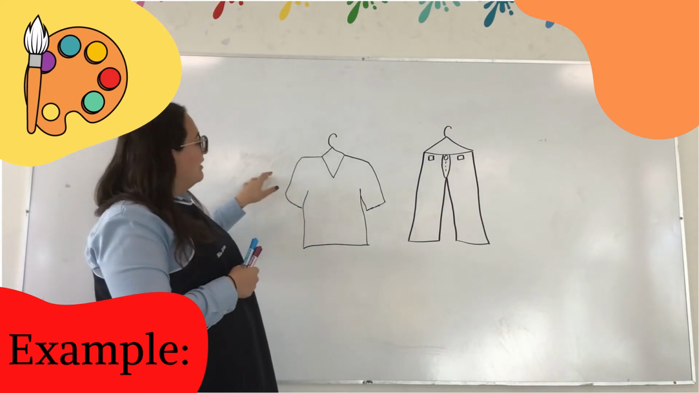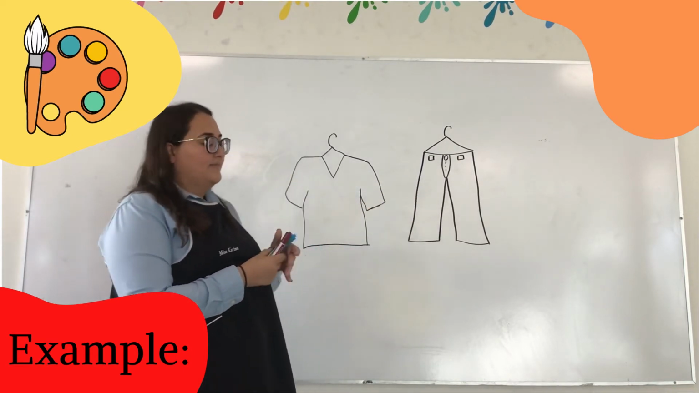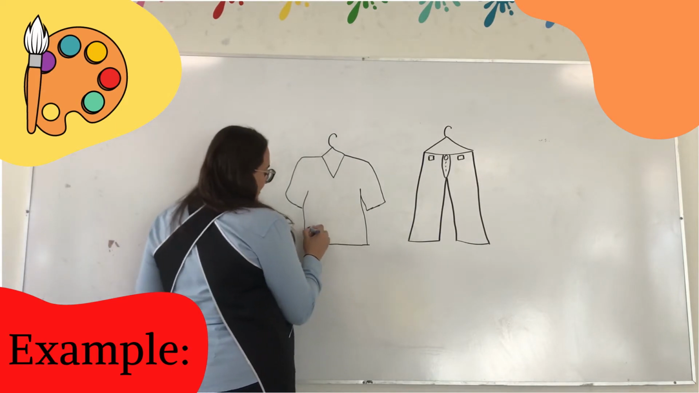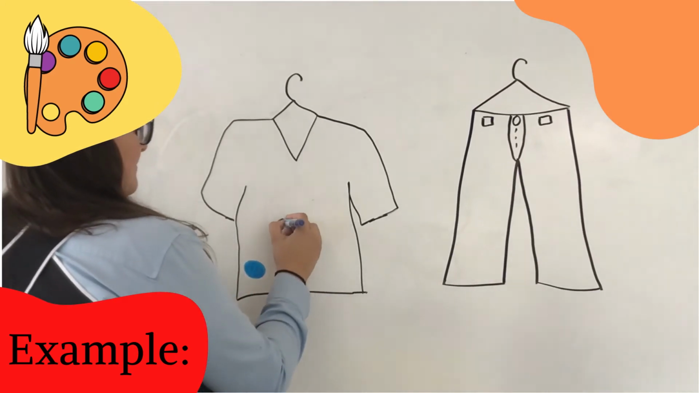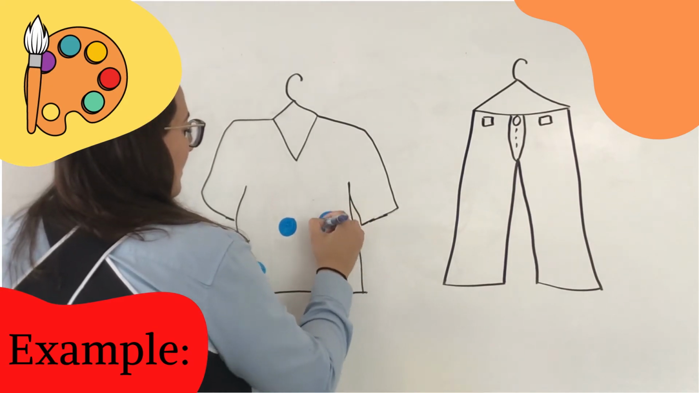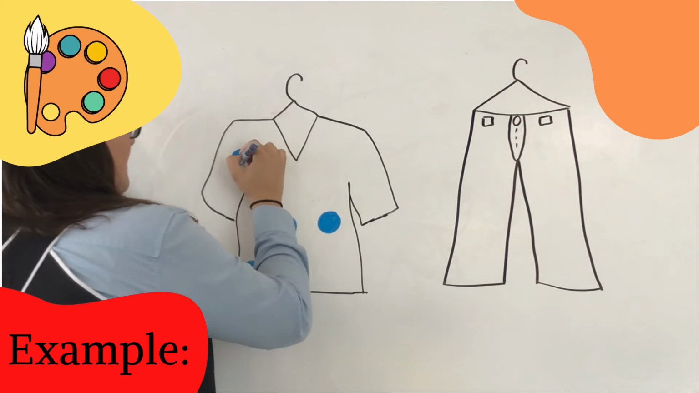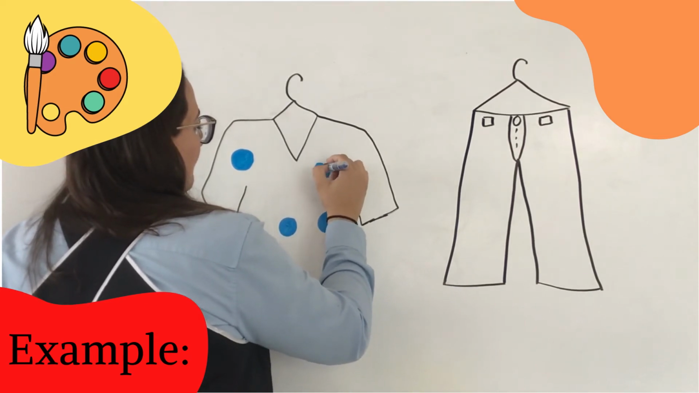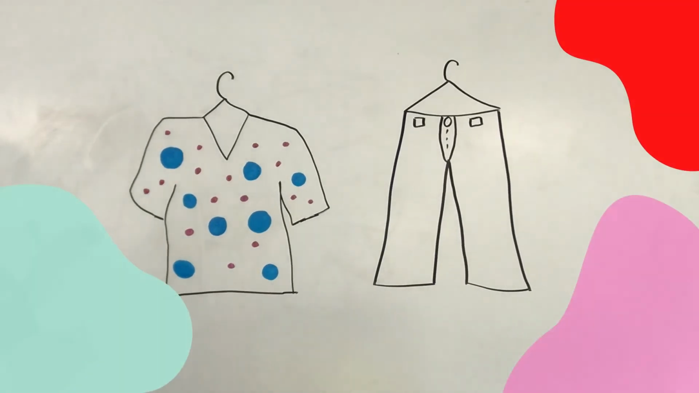Here is an example of two different types of designs. I'll use some dots and some lines. So, remember to use different colors. In here, I'll make some dots. It looks something like this.